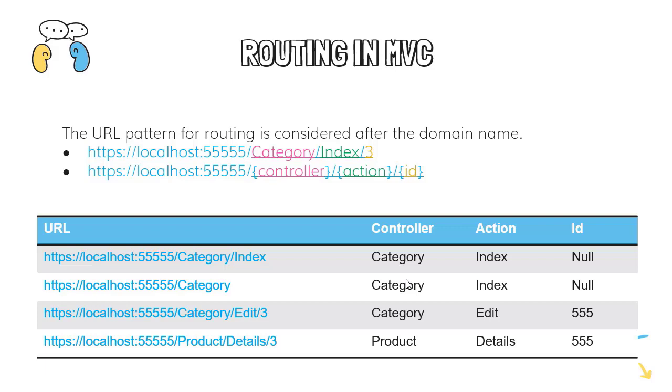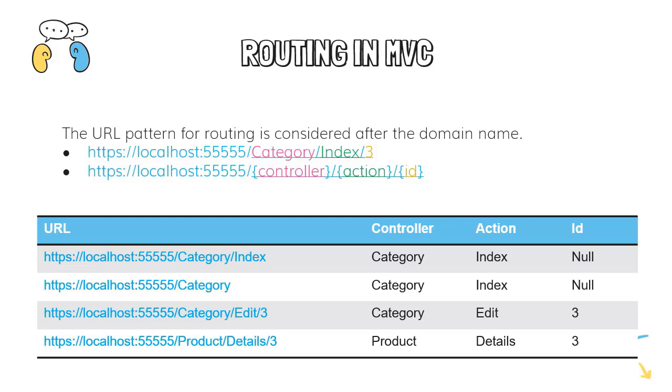Then we have category/edit/3. We have all the fields here. Controller will be category, edit will be the action, and ID will be 3. In the last example, we have product/details/3. Again, we have all the 3 entities. Controller will be the product, action will be details, and ID will be 3.